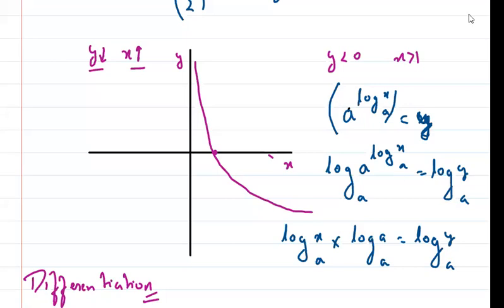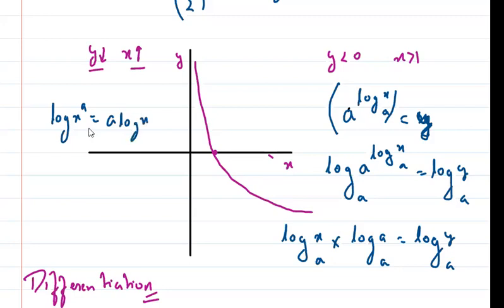सर यस, समझ में आ रहा है? सर और एक है ना सर? क्या? सर log x to the power a is equal to a log x.